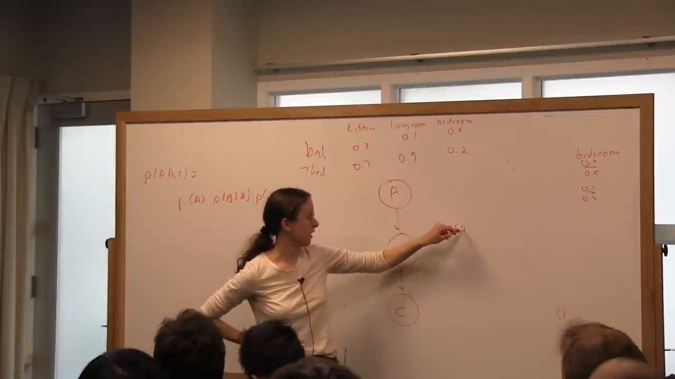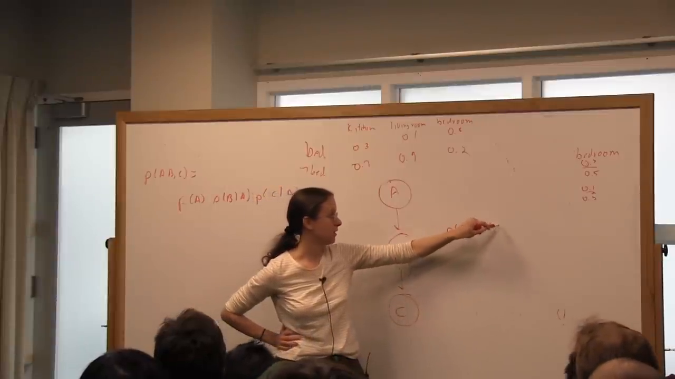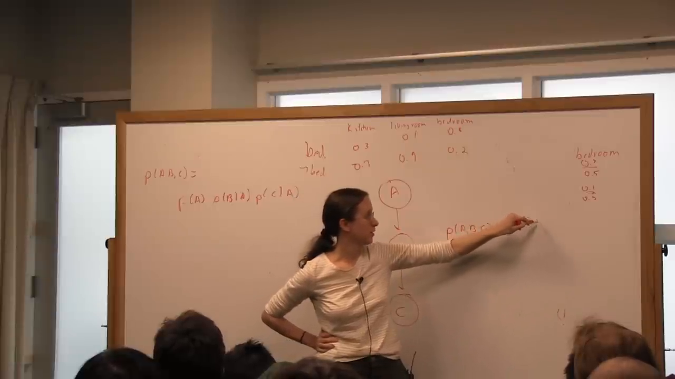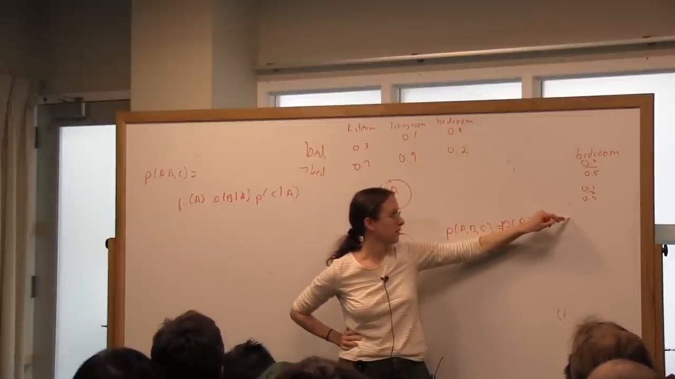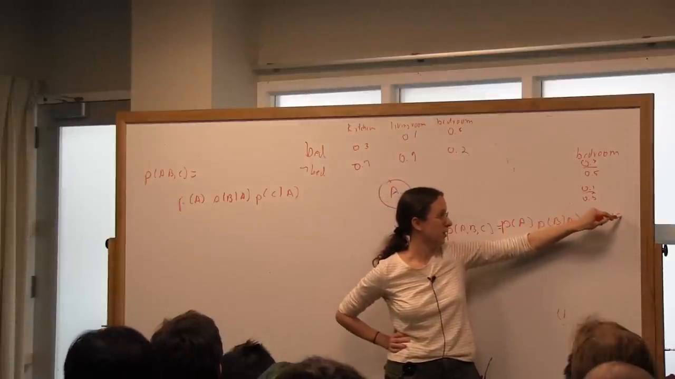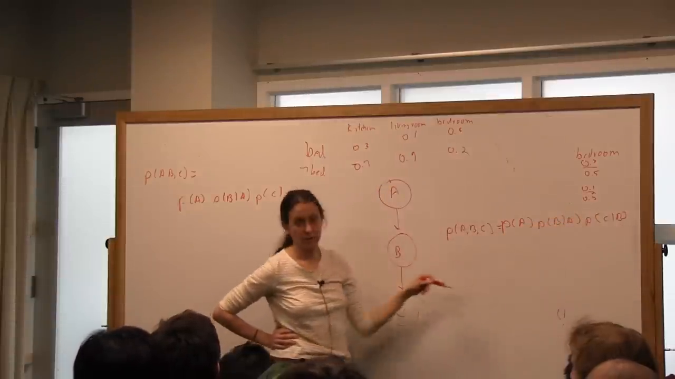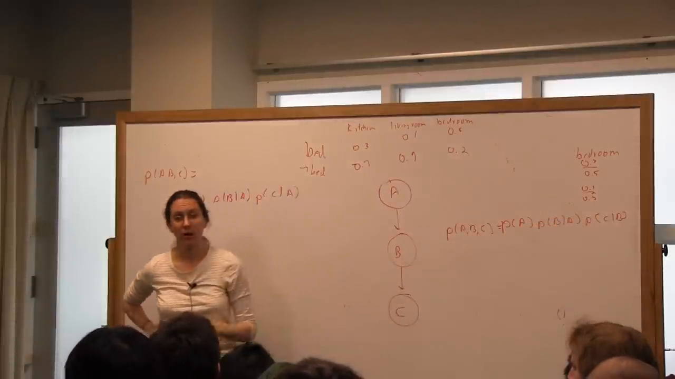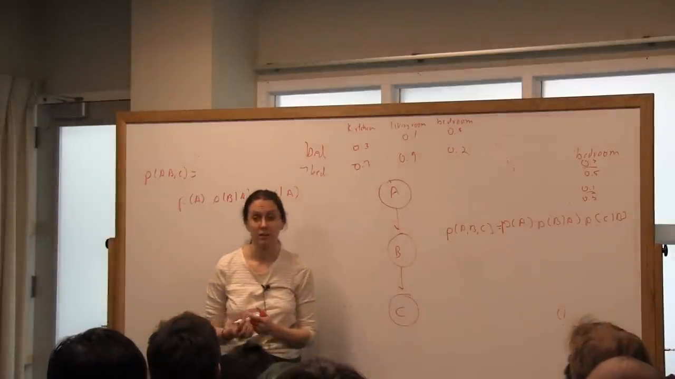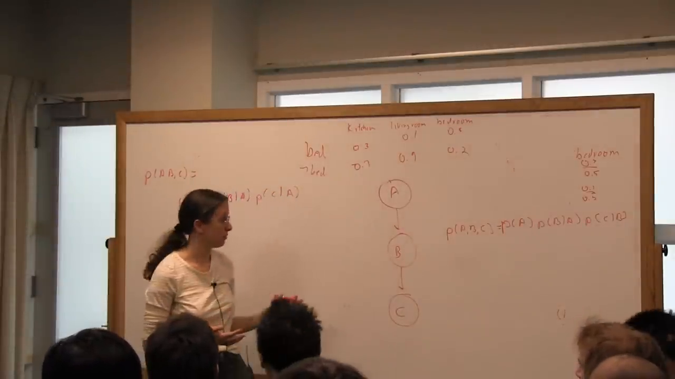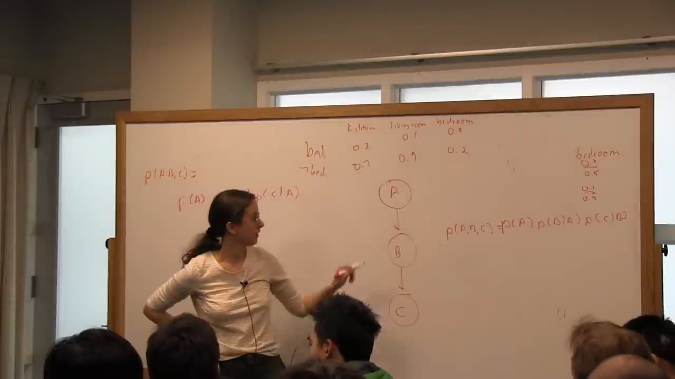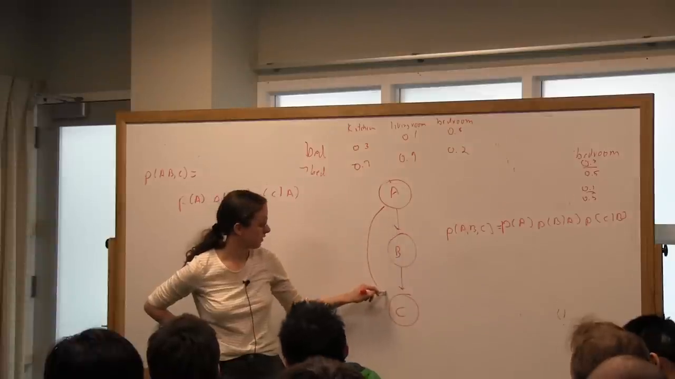So P of A, B, C equals P of A, P of B given A, P of C given B, that's right. So is this exact? Is this always true no matter what A, B, and C are? No, it's not. Yeah, that's right. So what can I do to make it exact? Yeah, I think that works.